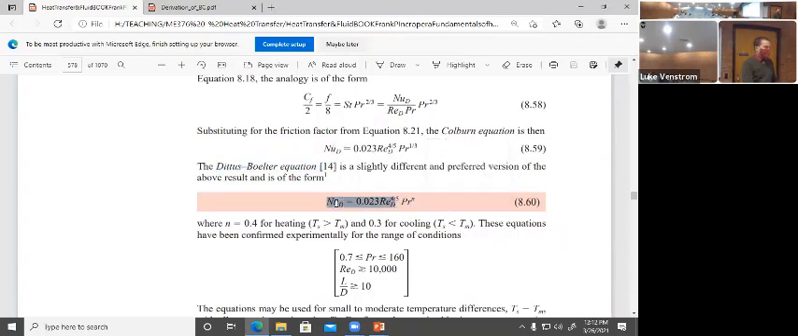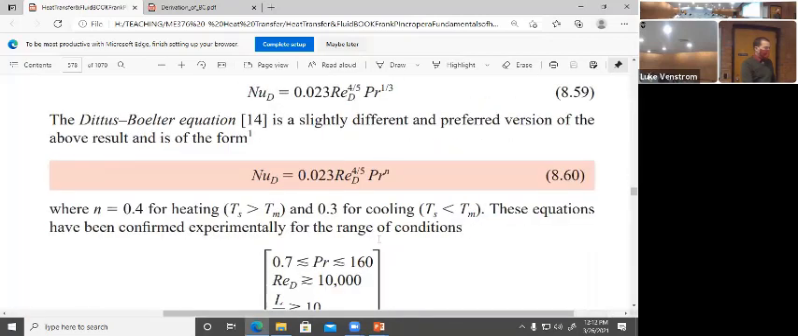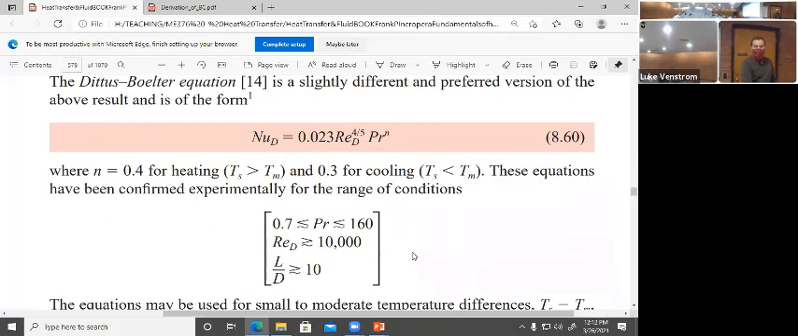I'm after a Nusselt number, right? So then I check, do my conditions for this particular problem match those for the correlation? It says N is 0.4 for heating, or 0.3 for cooling. So are we heating or cooling in our parabolic trough concentrator? We're definitely heating, so we're going to use N equal 0.4.